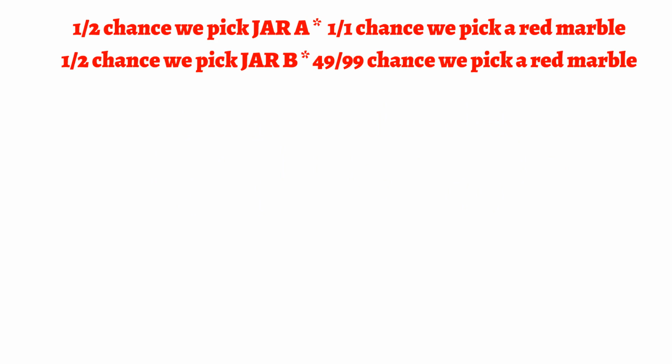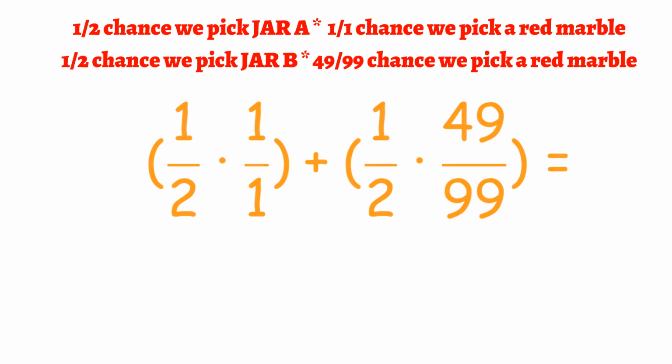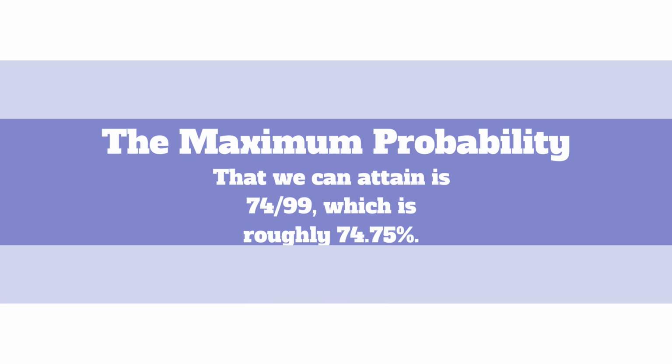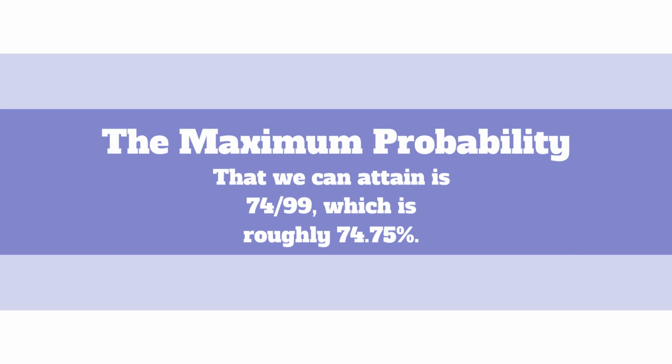This gives us the equation 1/2 times 1 plus 1/2 times 49 divided by 99 is equal to 74 divided by 99. Our answer is 74 over 99. The maximum probability that we can attain is 74 out of 99, which is roughly 74.75%.